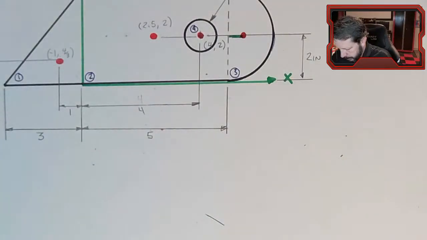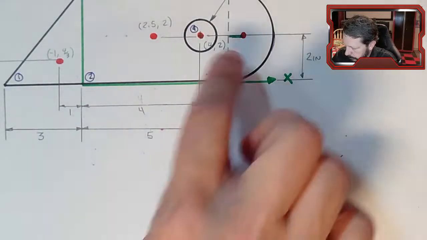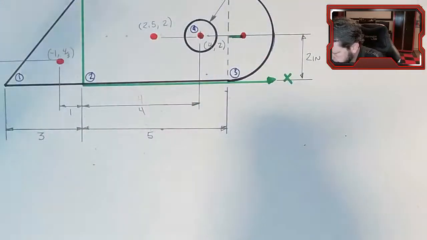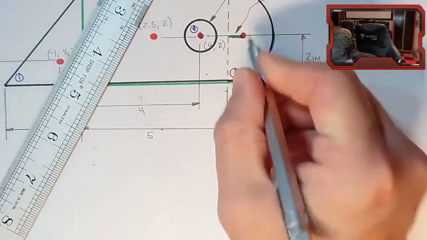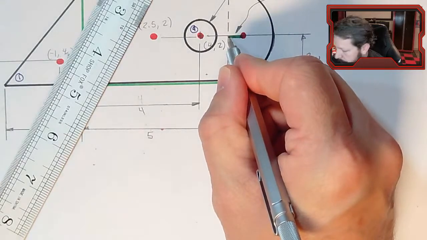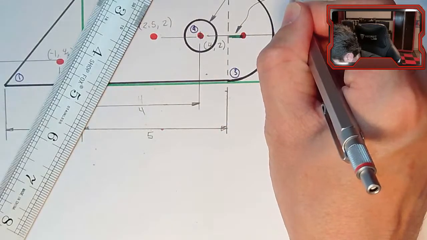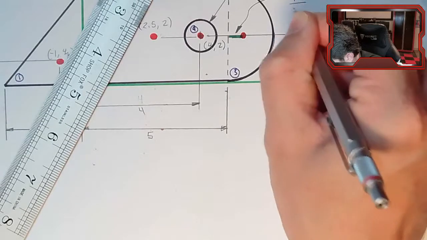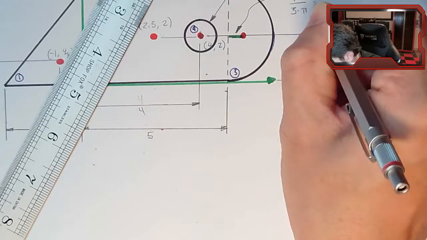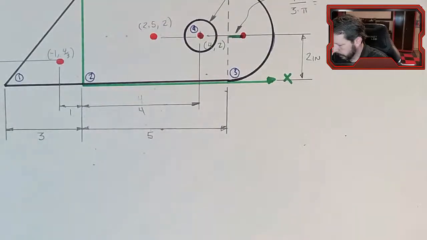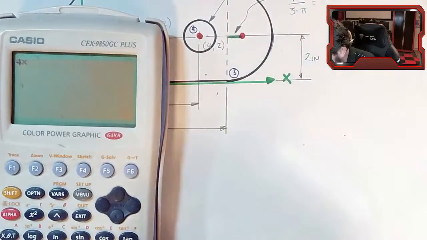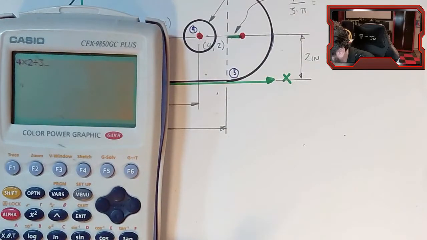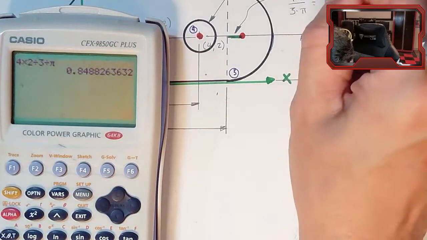So 4r over 3 pi. And then I can go back to my diagram that I'm working with, and this distance from here, the base of the circle, to the centroid, that is what is 4r over 3 pi. We could calculate that, I suppose. 4 times the radius of this circle, which is 2. 4r over 3 pi is 0.849.